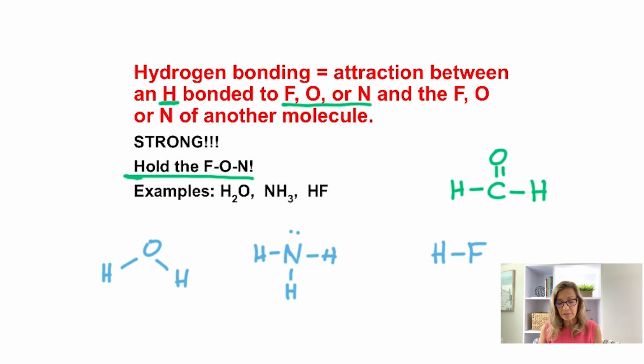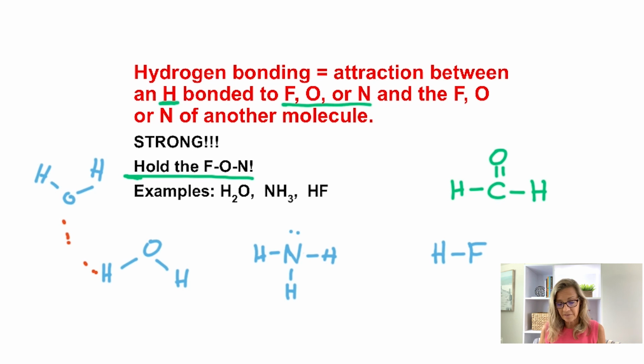So I'll show you some examples. These are the strongest forces. These are very, very strong forces. So let's take a look at water. Is the hydrogen bonded to an F, O, or N? It is. And so what this is going to do is, let me draw another water molecule. And this is how we would show the hydrogen bonding. It's between the hydrogen bonded to an O, F, or N, and the O, F, or N of another molecule. And so we would draw a dotted line showing the hydrogen bonding.